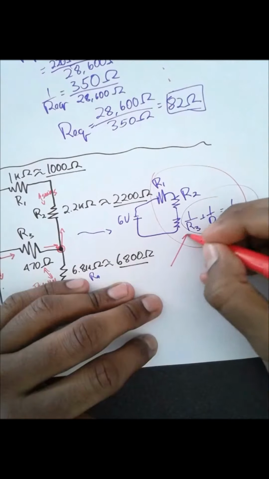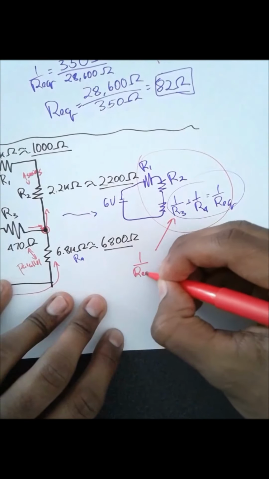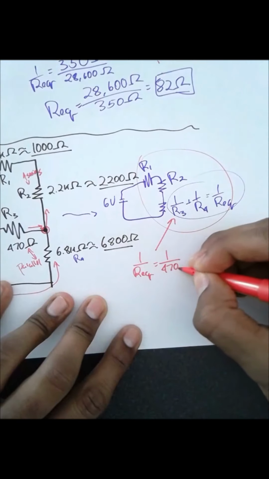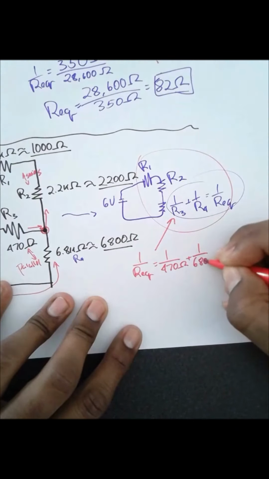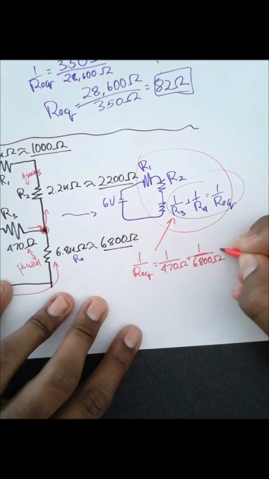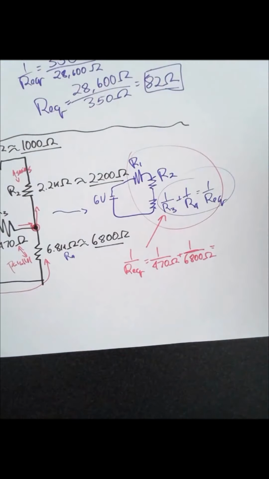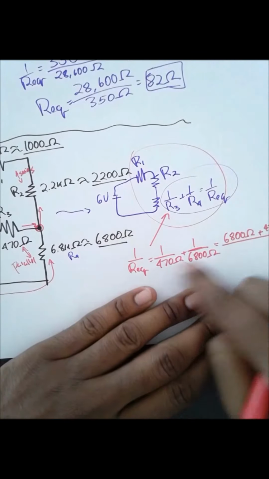So 1 over Req is going to be equal to 1 over R3, which is 470 ohms, plus 1 over R4, which is 6,800 ohms. I just rewrote it in ohms so that, once again, for consistency. Now, wow, that's a lot of ohms. So we'll say 6,800 ohms plus 470 ohms, all over whatever these two are multiplied together. It's going to be big. Let's see what it is.